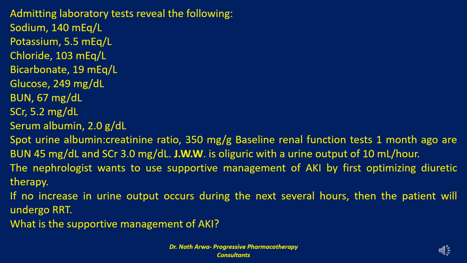Baseline renal function tests 1 month ago showed a BUN of 45 mg per deciliter and serum creatinine of 3 mg per deciliter. JWW is oliguric with a urine output of 10 ml per hour. The nephrologist wants to use supportive management of acute kidney injury by first optimizing diuretic therapy. If no increase in urine output occurs during the next several hours, then the patient will undergo renal replacement therapy. So my question to you reads: what is the supportive management of acute kidney injury?